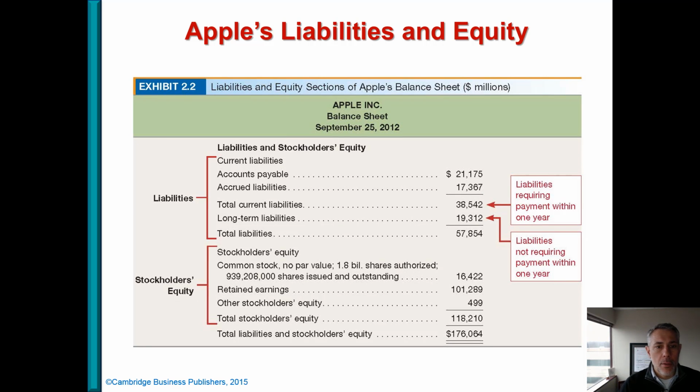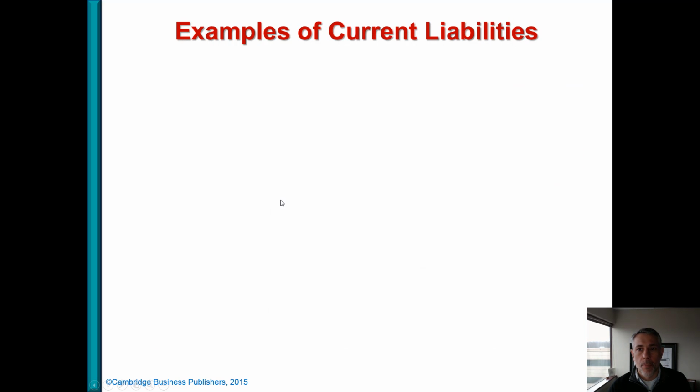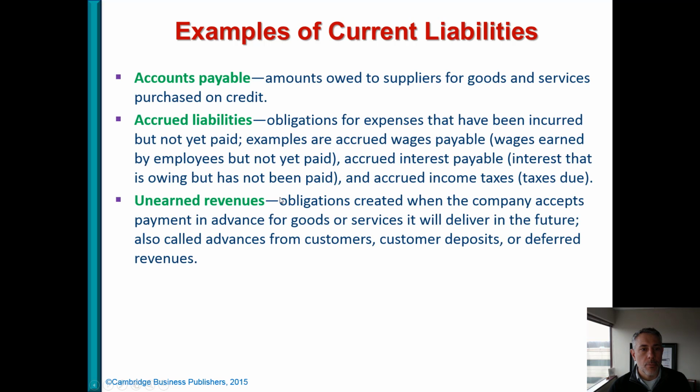Apple's liabilities and equity. Here again, liabilities are presented in order of liquidity. So we start with current liabilities, accounts payable, accrued liabilities. We'll talk about accrued liabilities a little bit more in this module, and shareholders' equity. Liabilities not requiring payment within 1 year are classified as long-term. Liabilities requiring payment within 1 year are classified as current. So that's the line of demarcation there. It's somewhat arbitrary. Know what it is. That's likely to be testable material.